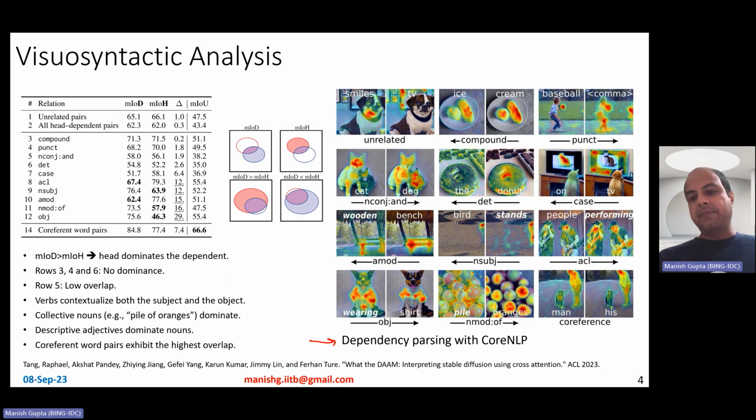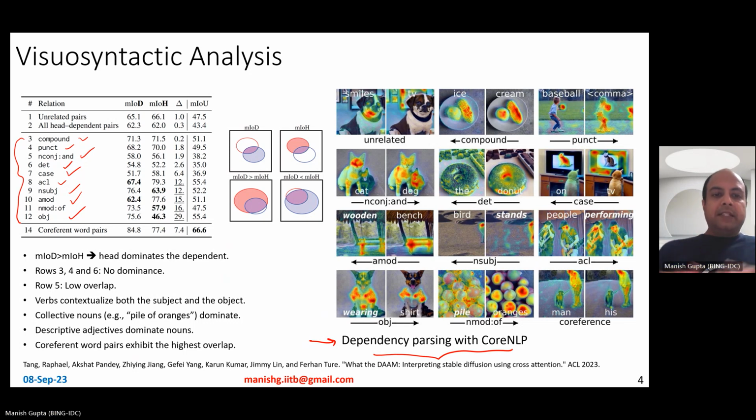As you may know, dependency parsing in CoreNLP gives you several kinds of dependencies between pairs of words. The two words participating in a pair are called the head and the tail, or head and dependent. And these are some of the dependencies popularly observed in text based on dependency parsing, right? Compound nouns, for example, punctuation, conjunctive dependencies between two words, determiner, case, and so on, and subject dependency for noun subject, adverb, adjective modifier, object dependency, and so on, right? So several dependencies are highlighted here.